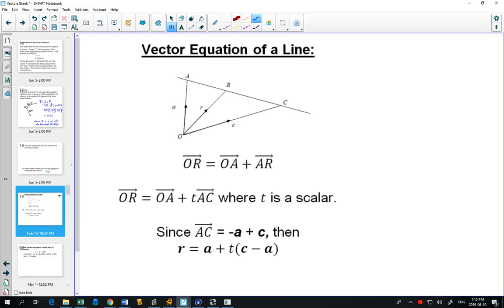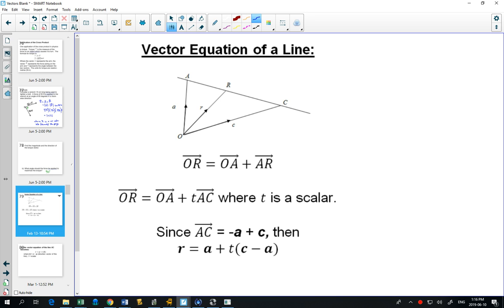The vector equation of a line. Now, you've studied equations of a line in grade 10, y equals mx plus b. We are going to do the same thing thinking about y equals mx plus b, but only use vectors. And the nice thing about doing this with vectors is then we can easily extend it to 3 dimensions, where with what you've done with y equals mx plus b, you've been limited to 2 dimensions.